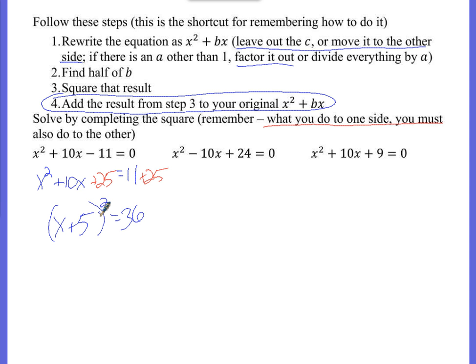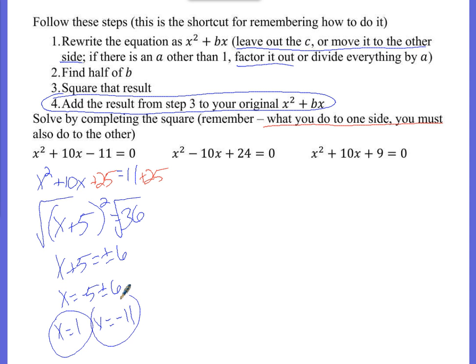What can I do to solve for x? Square root both sides. And when I do, I get x plus 5 equals plus or minus 6. And now we subtract 5 from both sides. X equals negative 5 plus or minus 6. I can simplify that, so I write x equals negative 5 plus 6, which is 1. X equals negative 5 minus 6, which is negative 11. There's your two answers. We didn't have to factor because we turned it into a perfect square trinomial and then used the square root property.